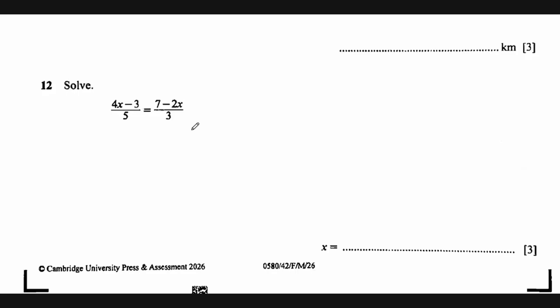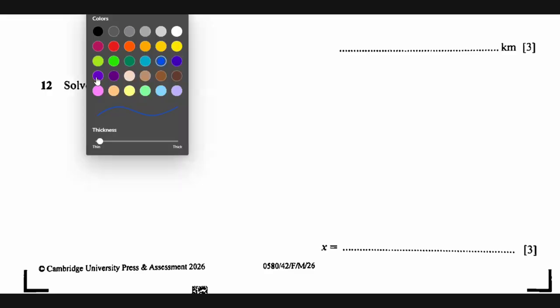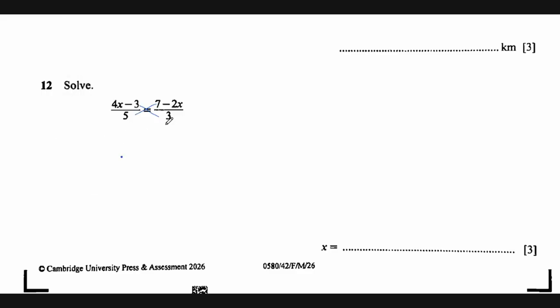He asks you to solve this. Yeah, easy. There is no plus or equal signs here, so this part is very easy. We're going to do a cross multiplication like this. The 3 would be multiplying by the 4x minus 3.